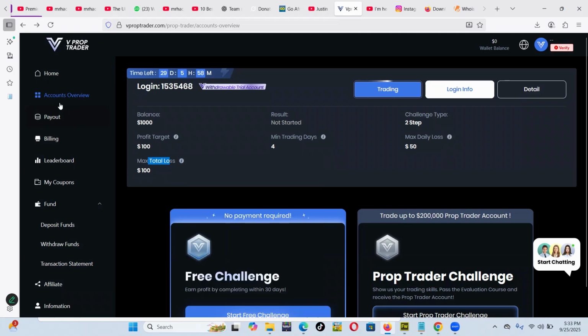Now we have all these sections here on the left side. We have payout. Of course, payouts are what they have paid you out, so these are kind of obvious. The billing: you see the billing details there. You have to put in your bank details.